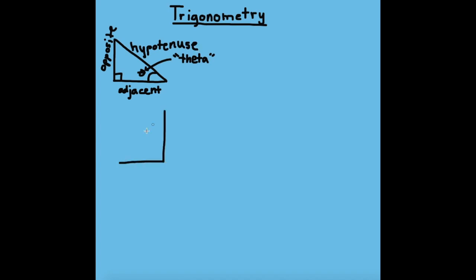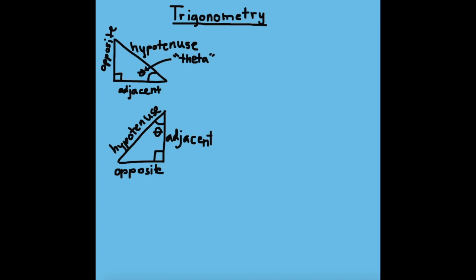So if I have a right triangle like this, this will be opposite, since this is the side that is opposite theta. This will be adjacent, since it is next to theta, and this will be the hypotenuse. The hypotenuse is always opposite the right angle. The opposite and adjacent leg all depends on where theta is.